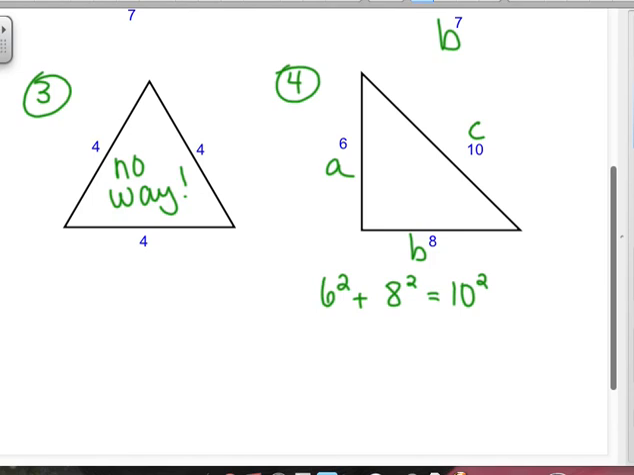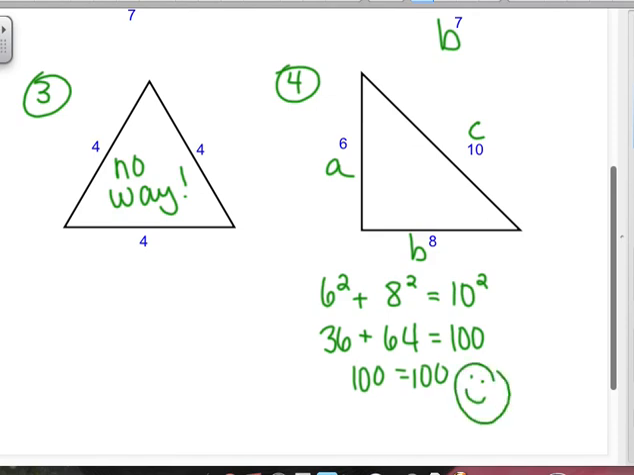6 squared is not 12, it's 36. 8 squared is not 16, it is 64. And 10 squared is not 20, it is 100. 36 plus 64 is 100. And does that equal 100? Yay! We have a right triangle for sure. Now I can put that little box down there, that little notation, to indicate a right triangle. We proved it mathematically. 6 squared plus 8 squared does equal 10 squared. Right triangle. Good job. Couple more slides.